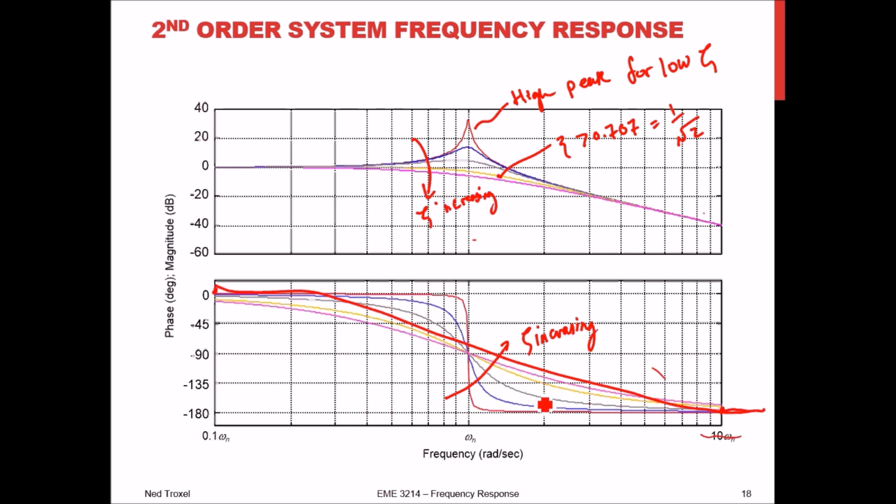Okay. But keep in mind, what's the same with all of these is that they start at 0 and they go to minus 180 degrees because they're all second order systems. And they all start here at 0 and they all fall off with this same rate. What's the rate of fall off? Well, here's 10, here's 1, okay? All minus 40 dB per decade. Okay.